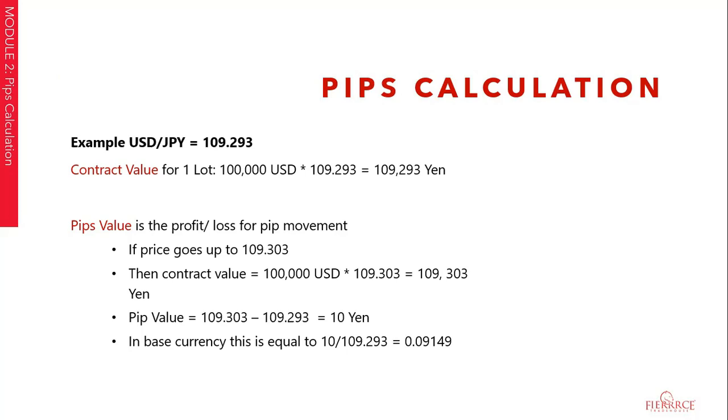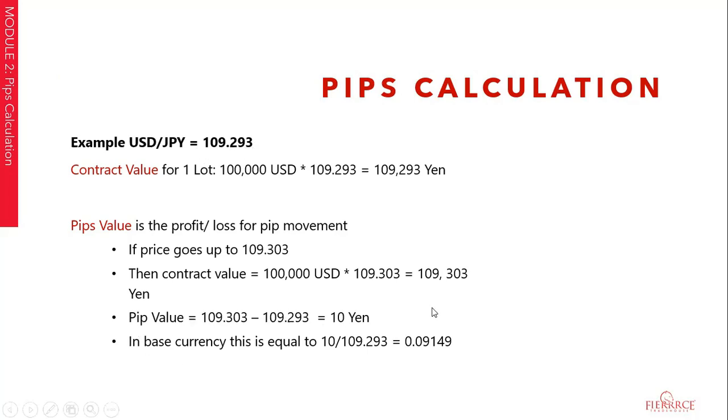Okay, profit or loss. If the price goes up to 109.303, then the contract value is 109.303 yen. The pip value is the difference in the price change, which is 10 yen. When you're trying to calculate the individual pip value, you take the base currency, 10, divide by the price of the quote, and you'll get the final price here. So it'll be 10 yen divided by 109.293.